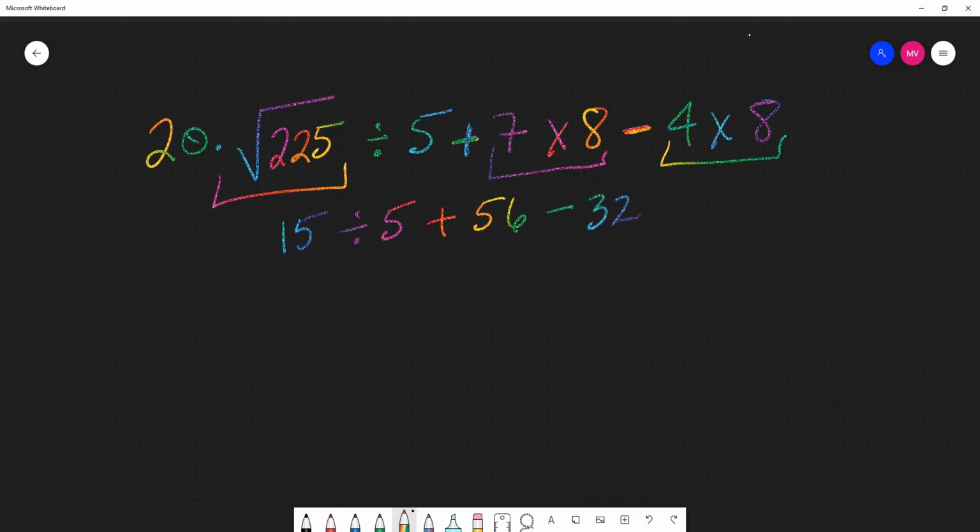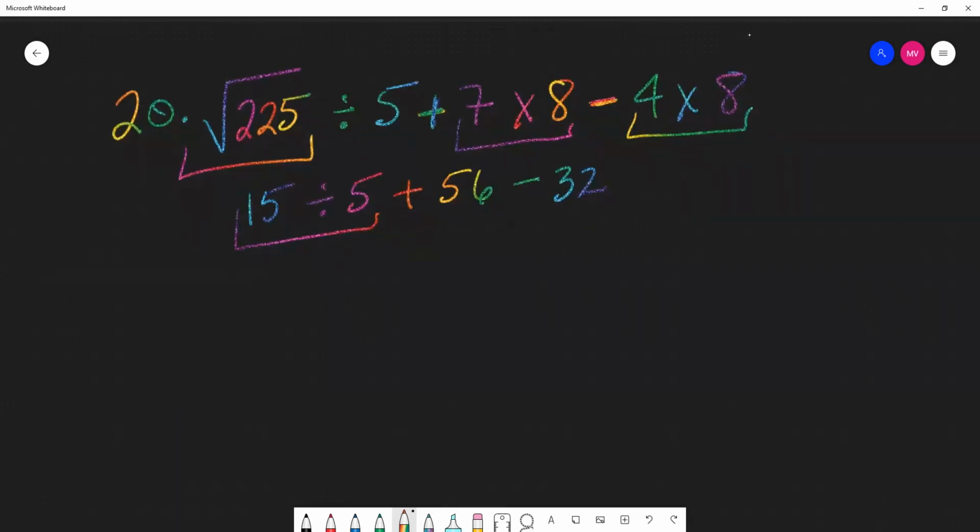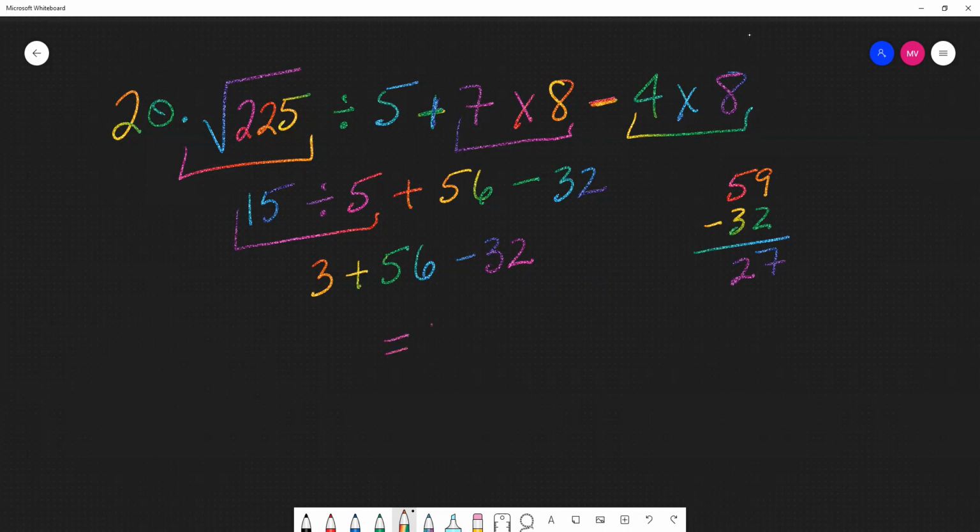All right, so next order of operation, we can go ahead and do this division. 15 divided by 5 is 3. And then we just have addition and subtraction, so we work from left to right. So 3 plus 56, that's 59. Then 59 minus 32. I'm gonna put that vertically so I don't mess myself up here. So 9 minus 2 is 7. We're almost there. Three. So our solution is 27.